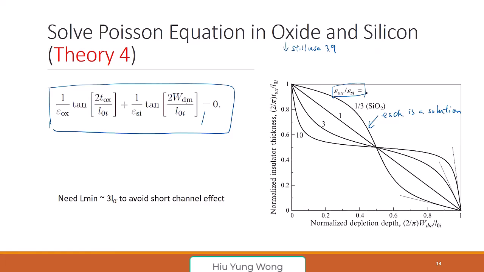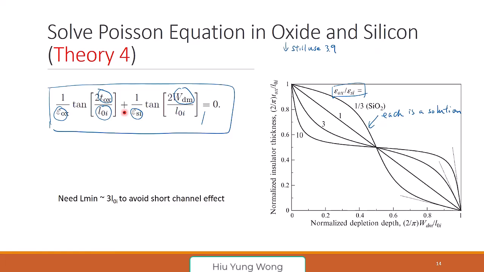Any question about this plot, right? So maybe it's confusing. We solve the equation. Don't worry about how they solve it. They just tell us that eventually your scaling length, your T-ox, your depletion width, your dielectric constants have to satisfy this equation, right? Then you can solve it numerically, or we can just plot on a graph. So they plot it to the graph. Each of these lines is a solution.